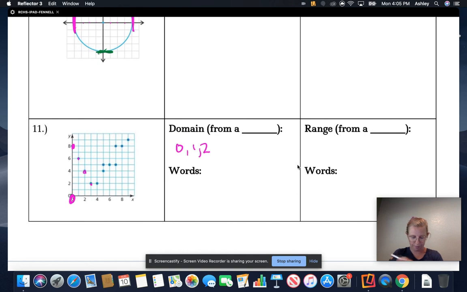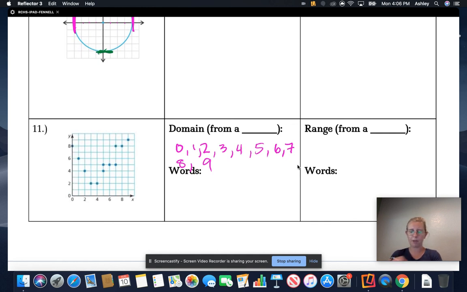2, 3, 4, 5, 6, 7, 8, and notice this 7 actually exists twice, but I only need to list it once, 8 and 9. And those are all the points that I can see from this graph. I'm going to clear this off so we can look at the range.